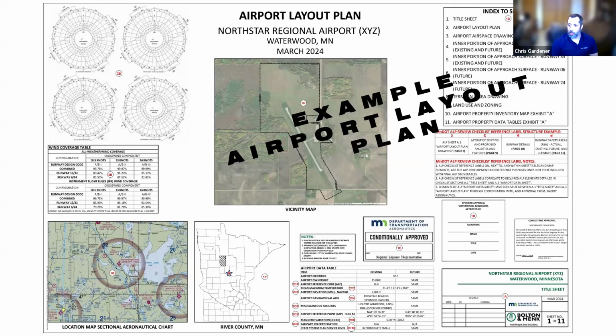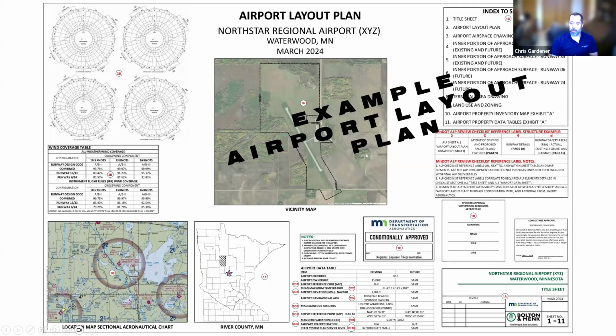Just real quick, taking a look at the example airport layout plan, we have an airport layout plan that was developed for North Star Regional Airport, XYZ, in Waterwood, Minnesota. Nothing should be too wild here, kind of standard ALP items. We've got wind roses, wind coverage tables, vicinity map, location map, title and revision blocks, sponsor approval, consultant approval, and DOT approval block.